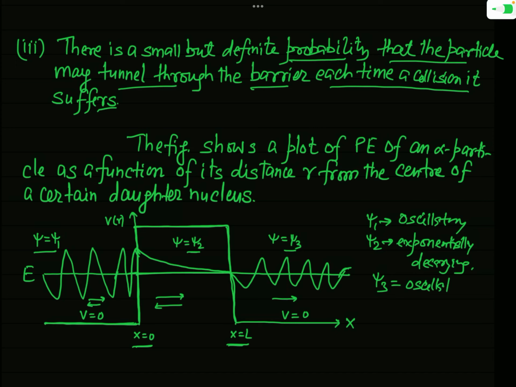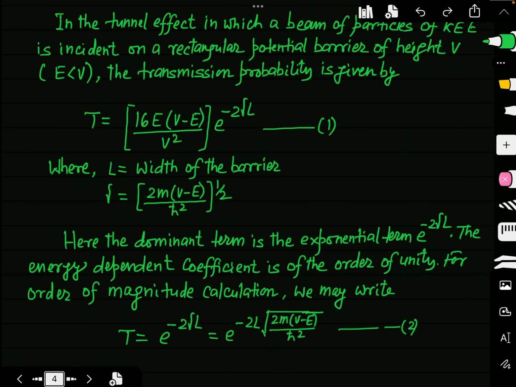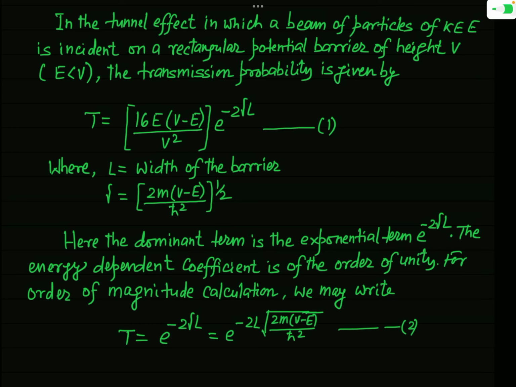So if you want to calculate the transmission probability of the alpha particle, you have to set up the Schrodinger equation for these three regions and solve it. And after solving the Schrodinger equation, you can find the transmission probability T. But I have not solved that Schrodinger equation because that is not the basic problem of Gamow's theory. Gamow utilized the result of this barrier penetration and then explained the decay of the alpha particle. So I have mentioned here directly the result for the transmission probability.